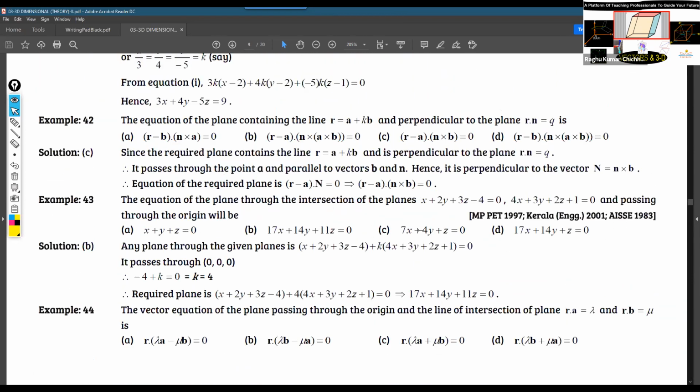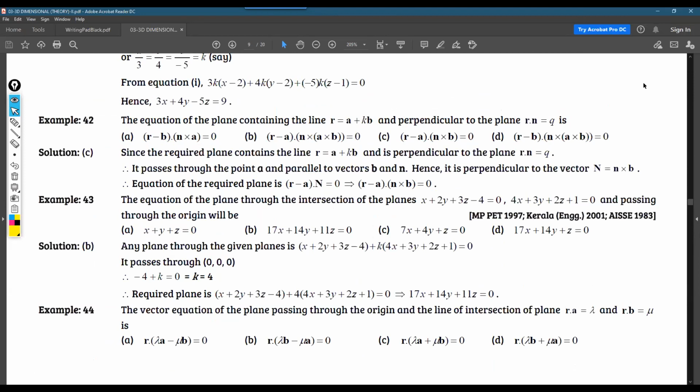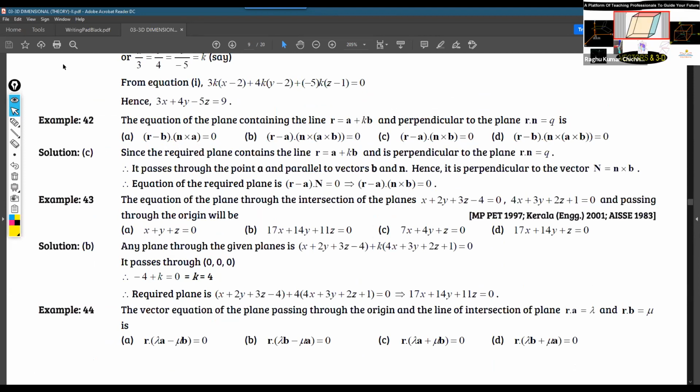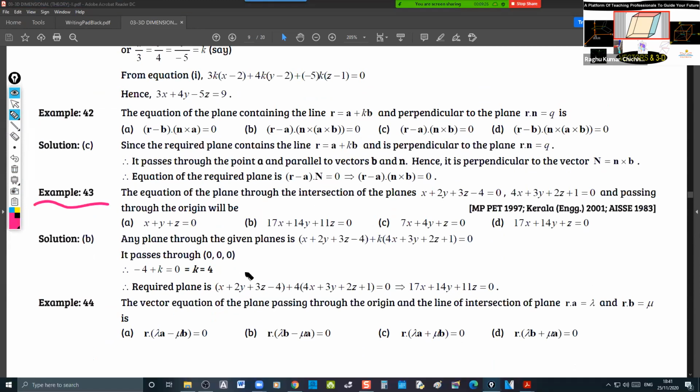This is example 43. Pranit, do you hear me? Yes, sir, I hear you. So here we have seen in the previous class the set of planes based problem, example 43, set of planes. Now this one is example 44. If you see, the vector equation of the plane passing through the origin and the line of intersection of the planes r dot a is equal to lambda, r dot b is equal to mu.